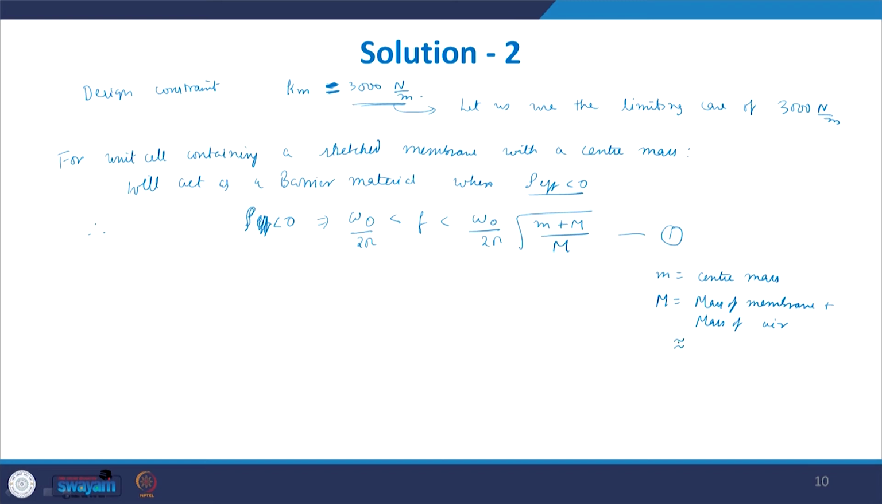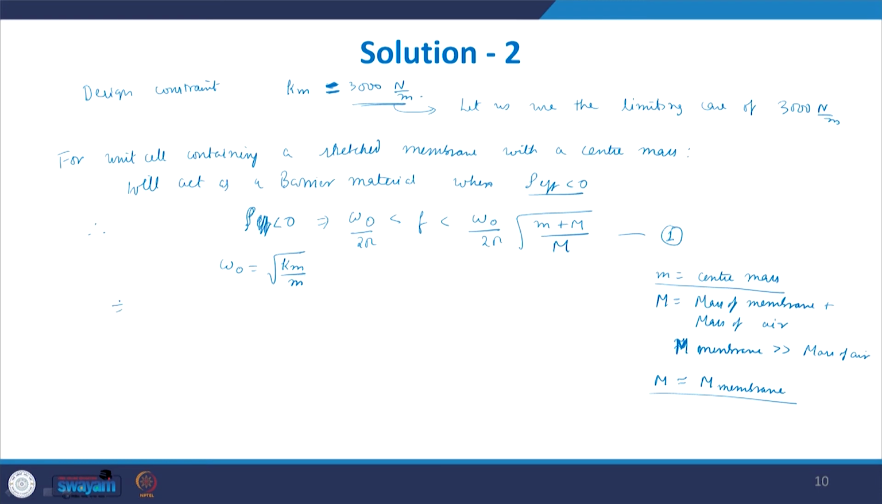We know that the mass of the membrane is much greater in magnitude than the mass of air. So, for ease of calculation, we can simply approximate this capital M as the mass of the membrane itself. So, small m is the center mass, and capital M we are taking as the mass of the membrane. So, let us now find out this range that we have been given in equation 1. Now, here omega naught is under root of Km by small m.